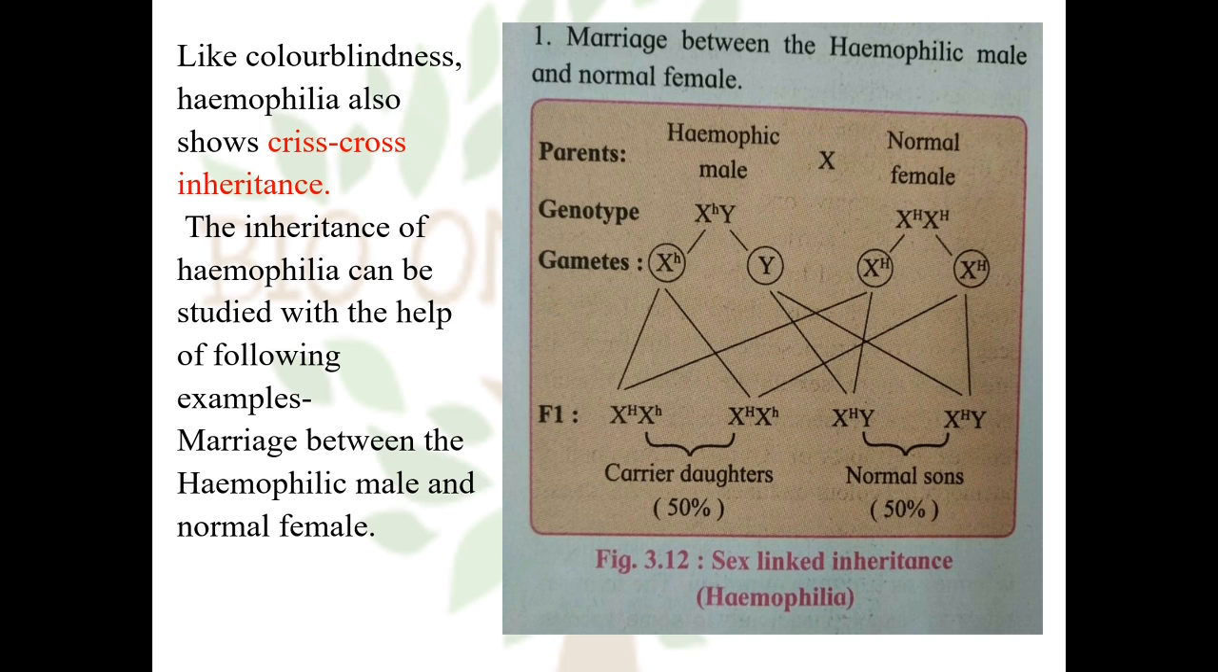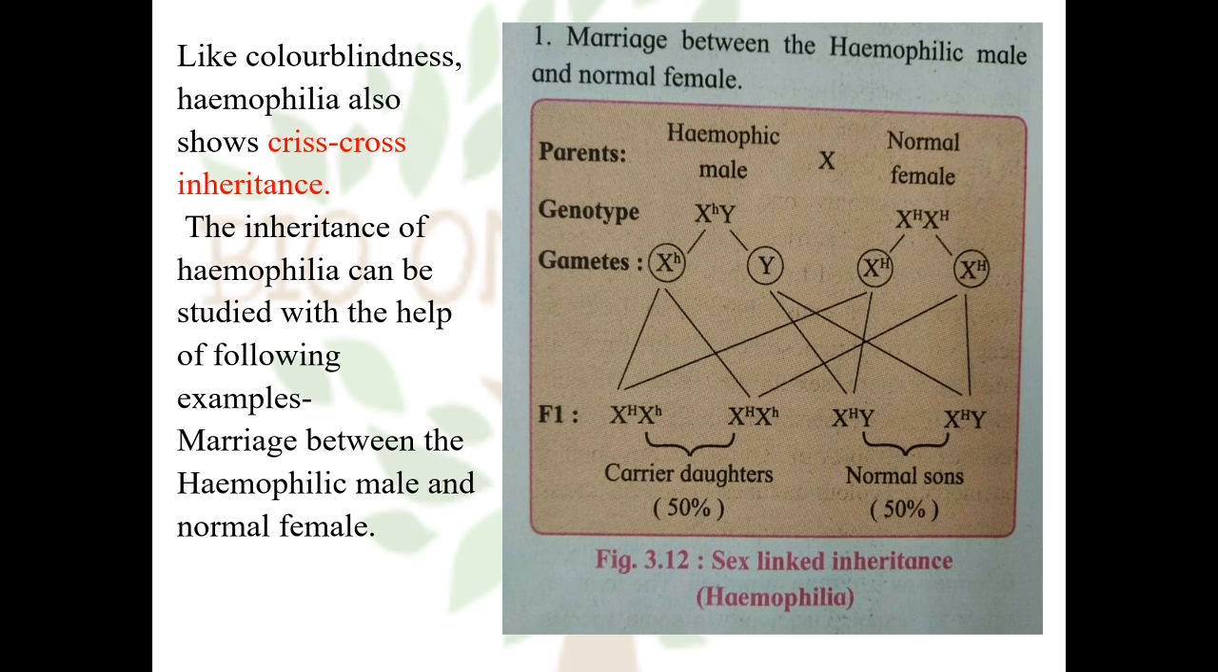The haemophilic male produces two types of gametes, X^h and Y. The normal female produces the same kind of gametes, X^H and X^H. When the gamete X^h fuses with the gamete from the normal female, X^H, it produces a carrier daughter. Again, the same gamete X^h, when it fuses with the other gamete from the normal female, X^H, again produces a carrier daughter. Carrier daughters are produced 50%.